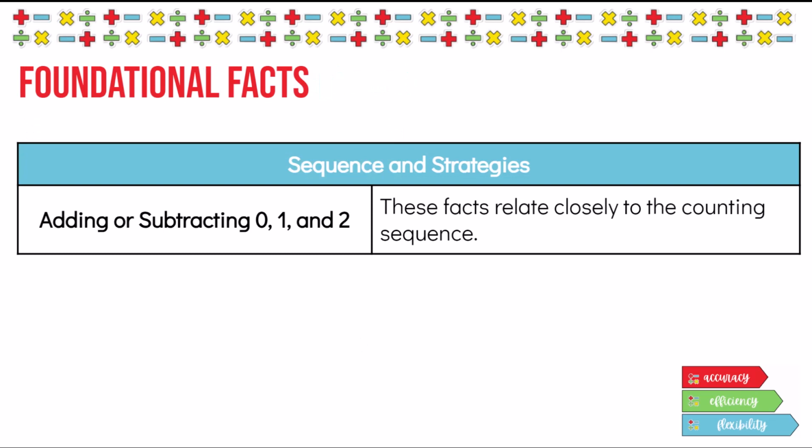The first group of facts to master involves adding or subtracting 0, 1, or 2. This is because these facts relate closely to the counting sequence. Visual tools such as number lines are especially helpful for connecting these facts to the counting sequence. Exposing students to real-world contexts that naturally involve adding or subtracting 1 or 2.